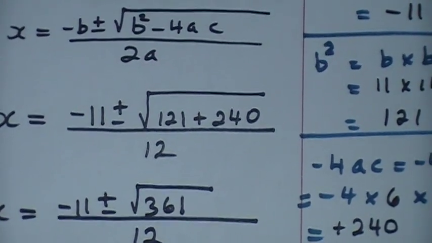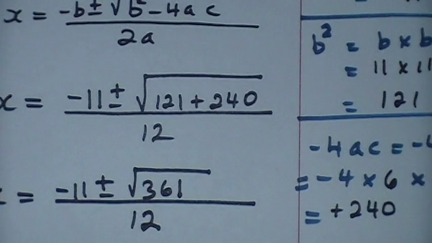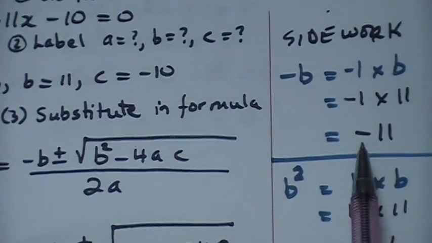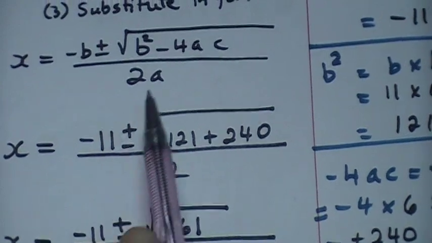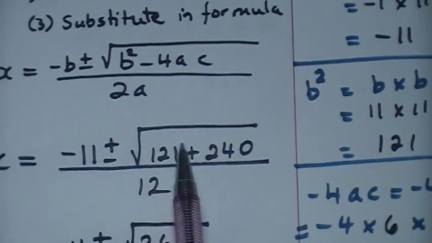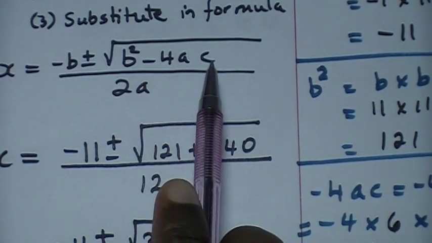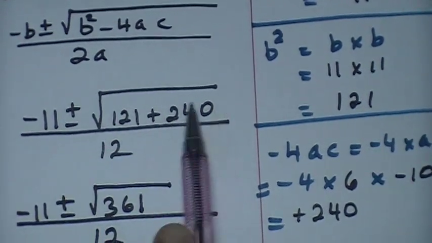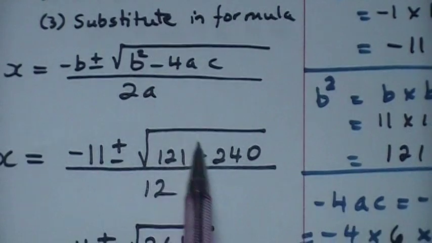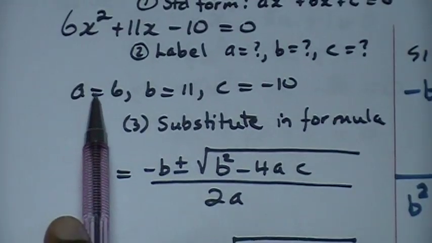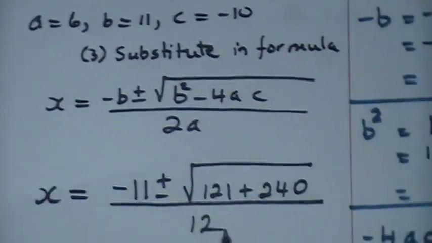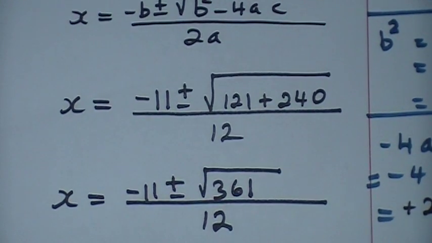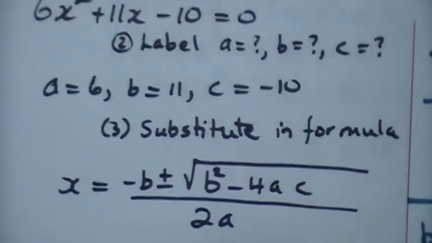Okay, so as mentioned, we have negative b, which is 11, negative 11, replace it. B squared, which is 121, replace it. Negative 4ac, the entire negative 4ac, replace it with 240, positive 240. And 2a, which means 2 times the value of a, which in this case is going to be positive 12. And the next step we need to do is to simplify what we have so far. Okay, let's look at that.